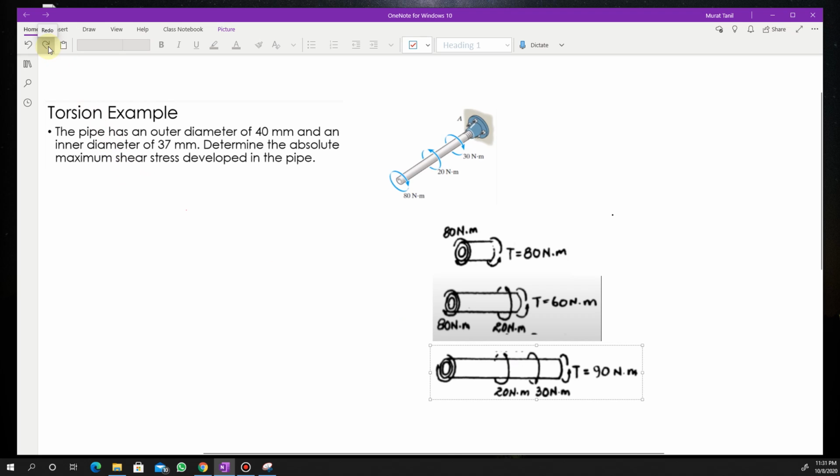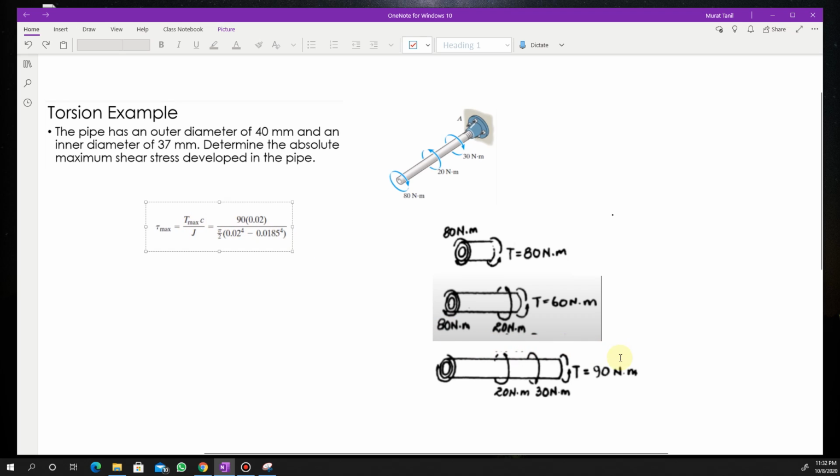Next, we're going to look at our equations. We have only one equation to calculate the maximum shear, and we already determined the maximum torque, and I mentioned this in the previous class. C is the distance from the neutral axis to the point where we want to measure the shear stress, but in this case, since we are looking at the maximum shear stress, we have to look at the outer diameter 40 millimeters because that's the maximum distance from the neutral axis.